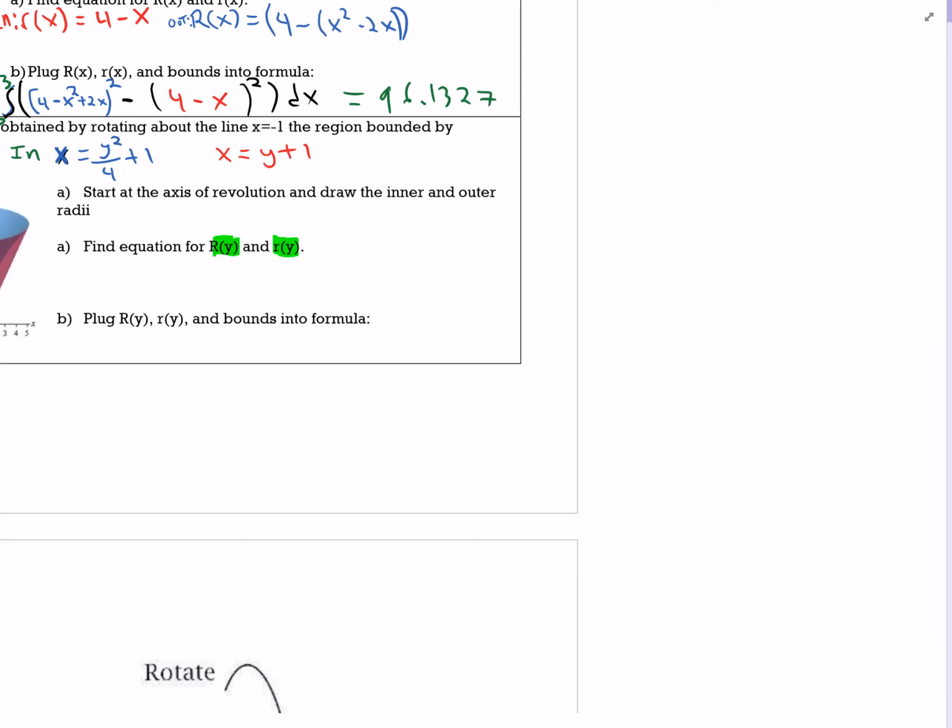It's kind of helpful to see if we actually sketch this thing. So let's just do a quick sketch the best that I can. The outer radius is going to rotate around in a circle, like this. And then the inner radius also rotates around in a circle.